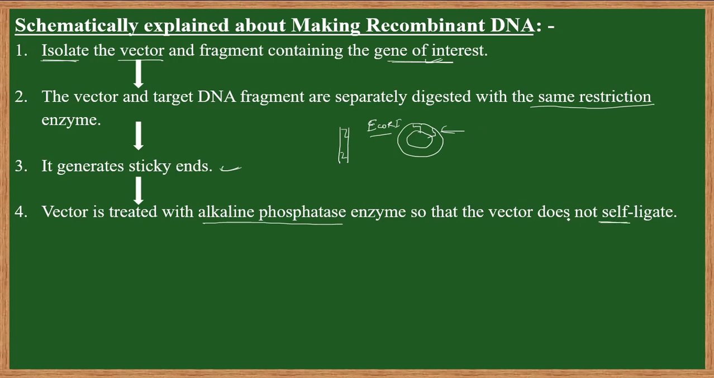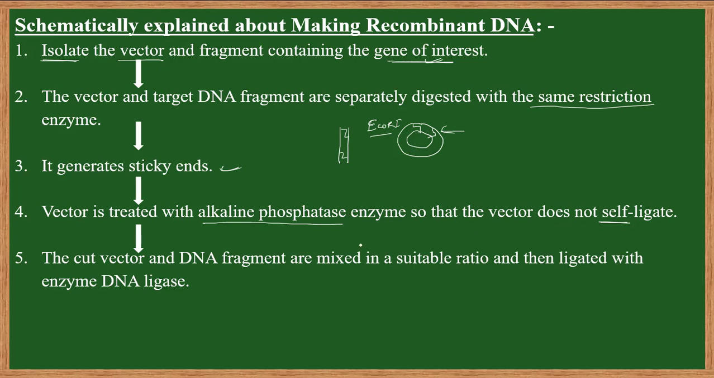Next, the cut vector and DNA fragment are mixed in a suitable ratio, and in the presence of ligase enzyme both will join. So we get a recombinant vector containing the insert. Now the vector is ready, and this vector has the gene of interest.